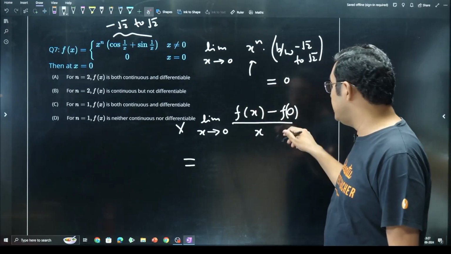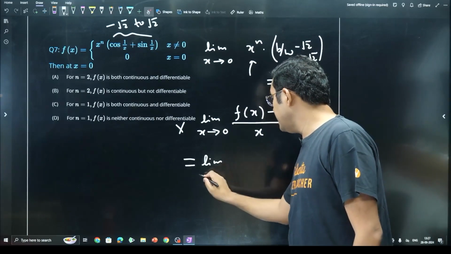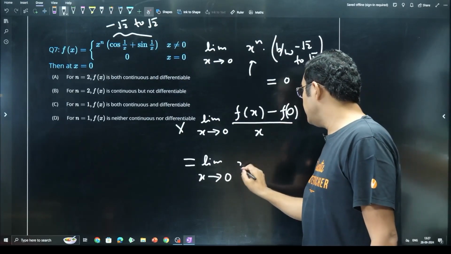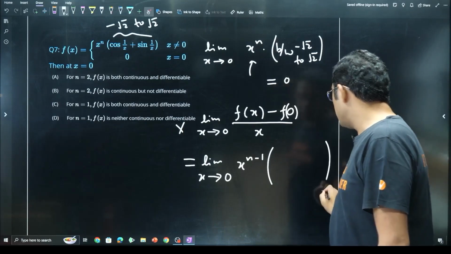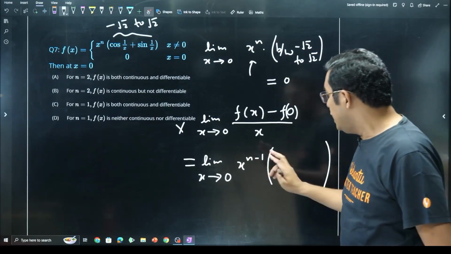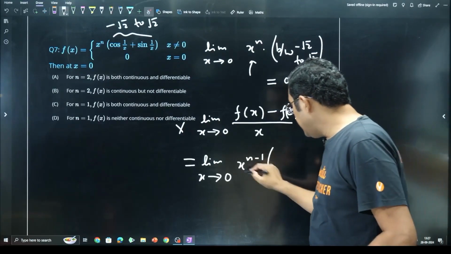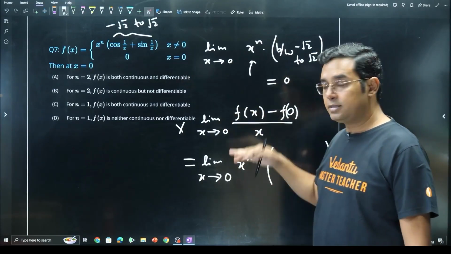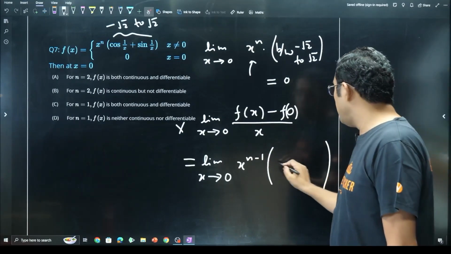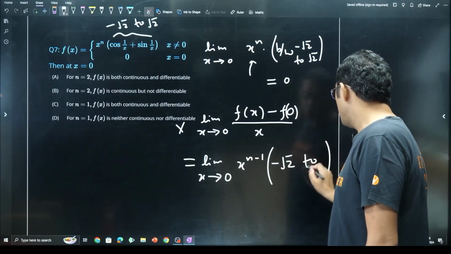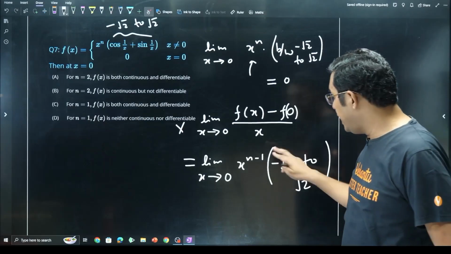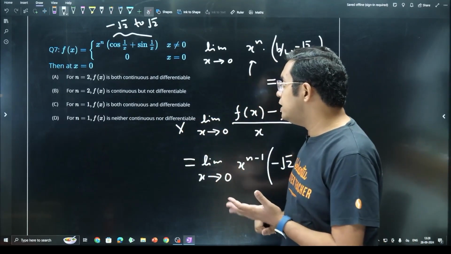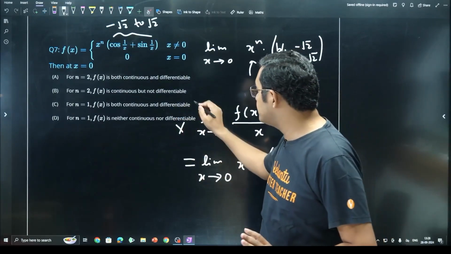f(0) is 0, so I will not write this term once again. So here the limit as x approaches 0 of f(x), taking that expression and dividing by x, will give you x raised to the power n minus 1 into that expression. Now it should be very clear: if n becomes equal to 1, then this factor will be just 1, x will cancel the x above, and this thing will be oscillating between minus root 2 and root 2. So if n is 1, this limit will not exist. That means for n = 1 it will be continuous but not differentiable. So this option is also wrong.